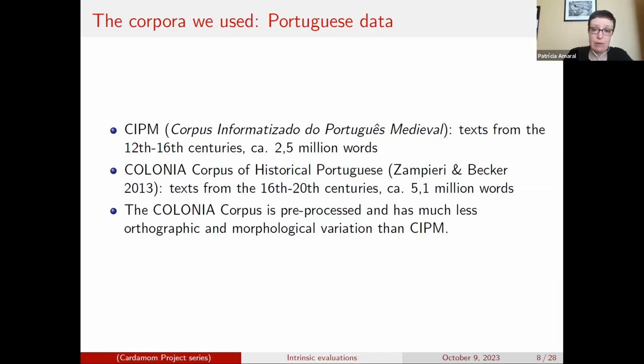This is a corpus that was developed by Zampieri and Becker and has texts from the 16th to the 20th centuries and has around 5.1 million words. This corpus was much easier to work with because it's pre-processed and has much less orthographic and morphological variation than the medieval corpus, CIPM. So I'm going now to switch to Zuyu, and he will tell us a little bit more about the challenges of working with CIPM.